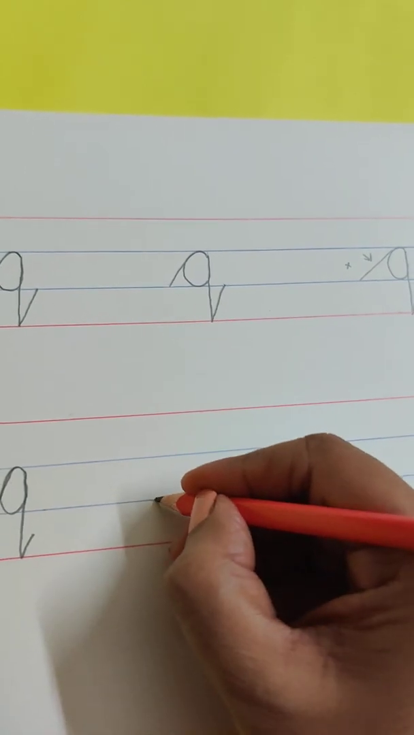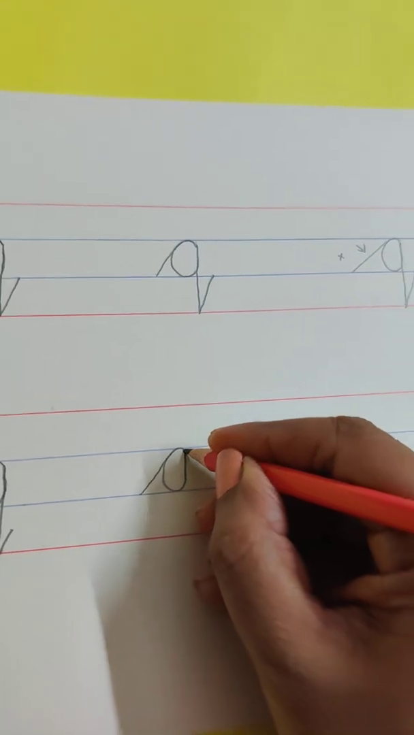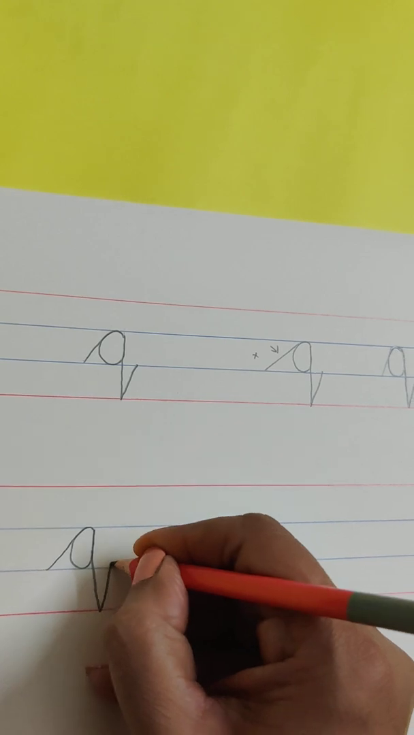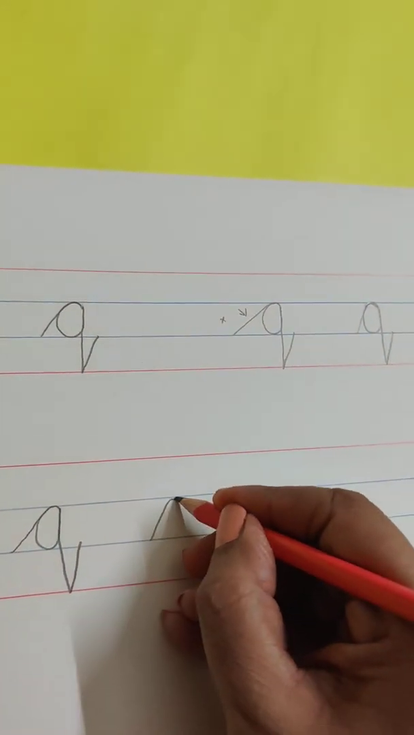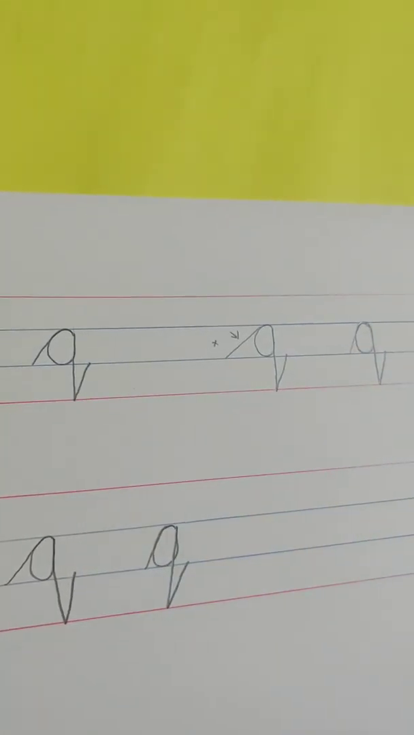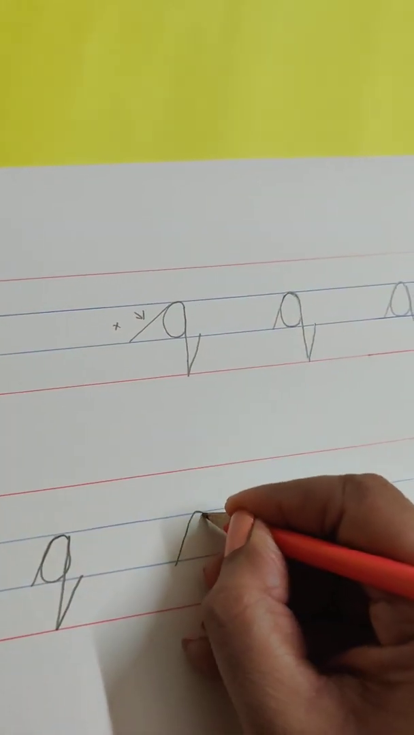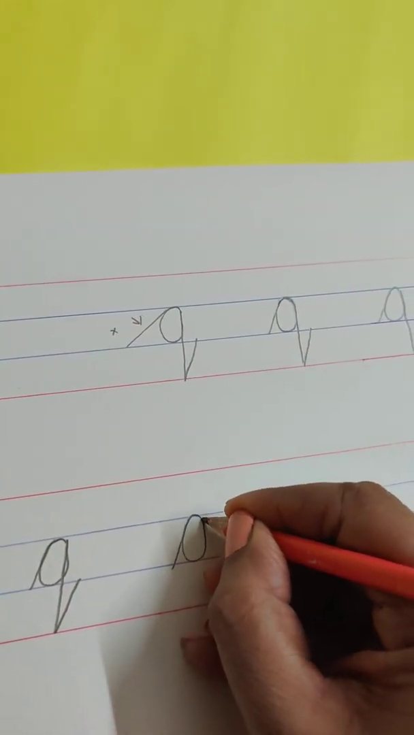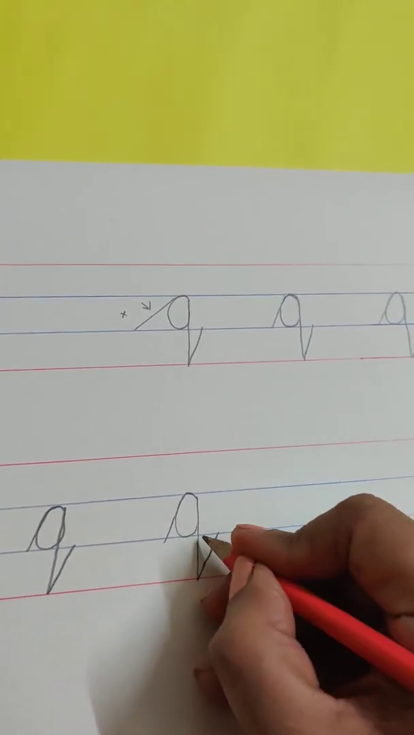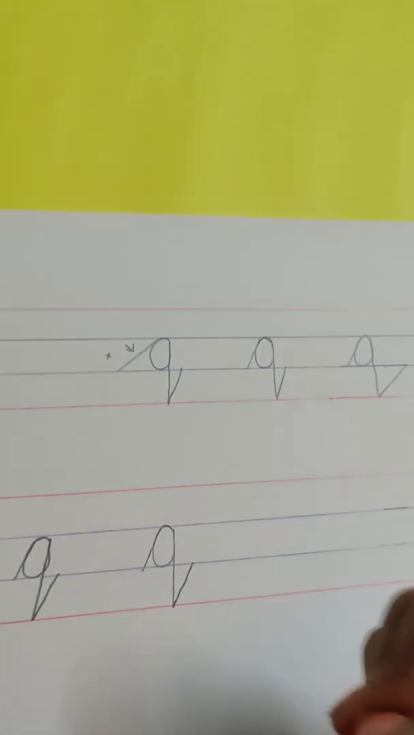Okay. Next possible mistake is, some children cannot come down straight. In letter G and Y also you are coming down slant. So if you come down slant, your Q will become like this. If you come down slant like this, your Q will become like this. Okay. So come down straight. From here, come down straight and then slant line, which will be near to this standing line. Is that clear? All right.